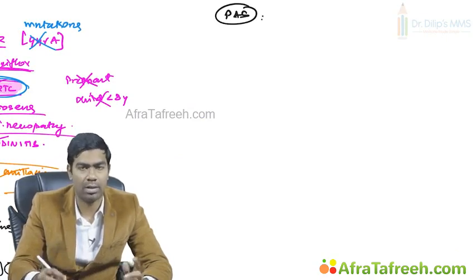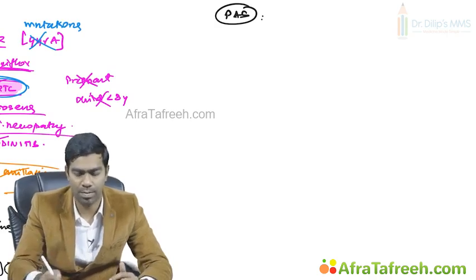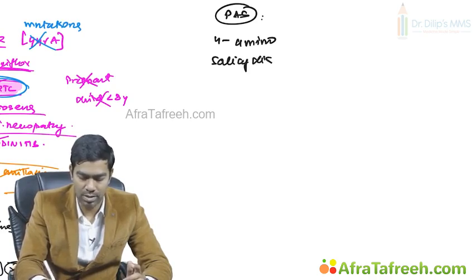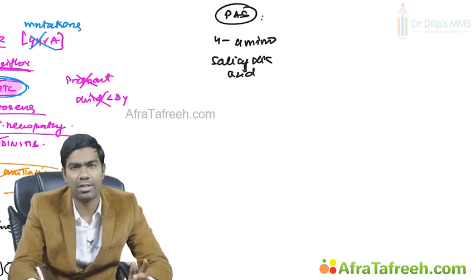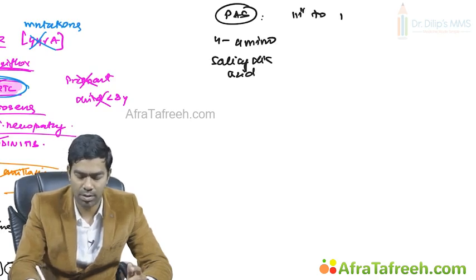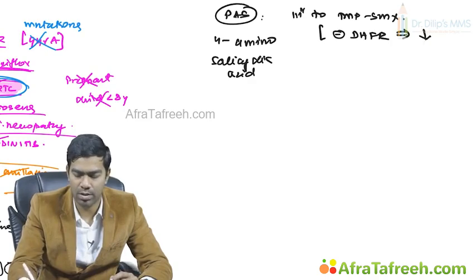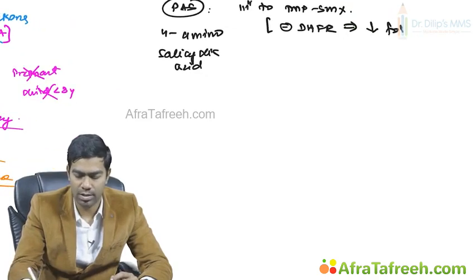That's the expansion of the acronym for PAS, but the real name is 4-amino salicylic acid. The mechanism of action is similar to that of trimethoprim-sulfamethoxazole, that's cotrimoxazole, which means they are going to inhibit DHFR, dihydrofolate reductase, which means they are going to reduce the active folate synthesis and inhibit the folate pathway.